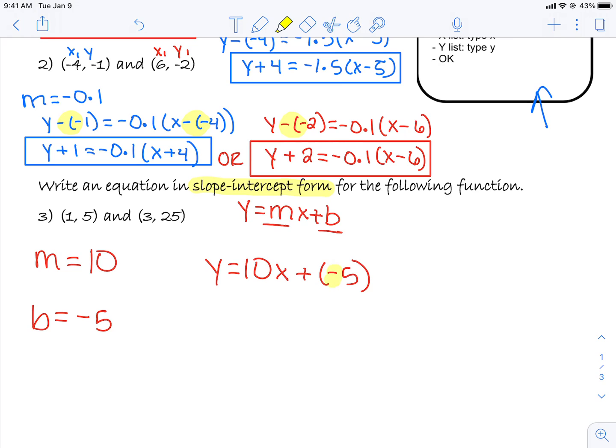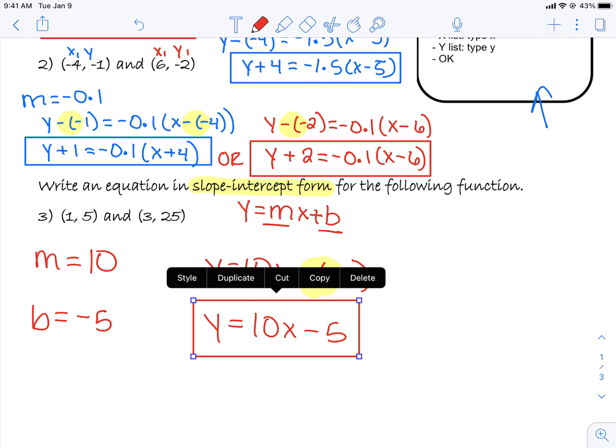But we don't like these double signs. That's not the same thing as a double negative, but it's still the same messiness. So we like to simplify that. When my signs are different, a positive and a negative, the outcome is negative. So I'm going to simplify it to 10x minus 5. And that would be my equation in slope-intercept form.